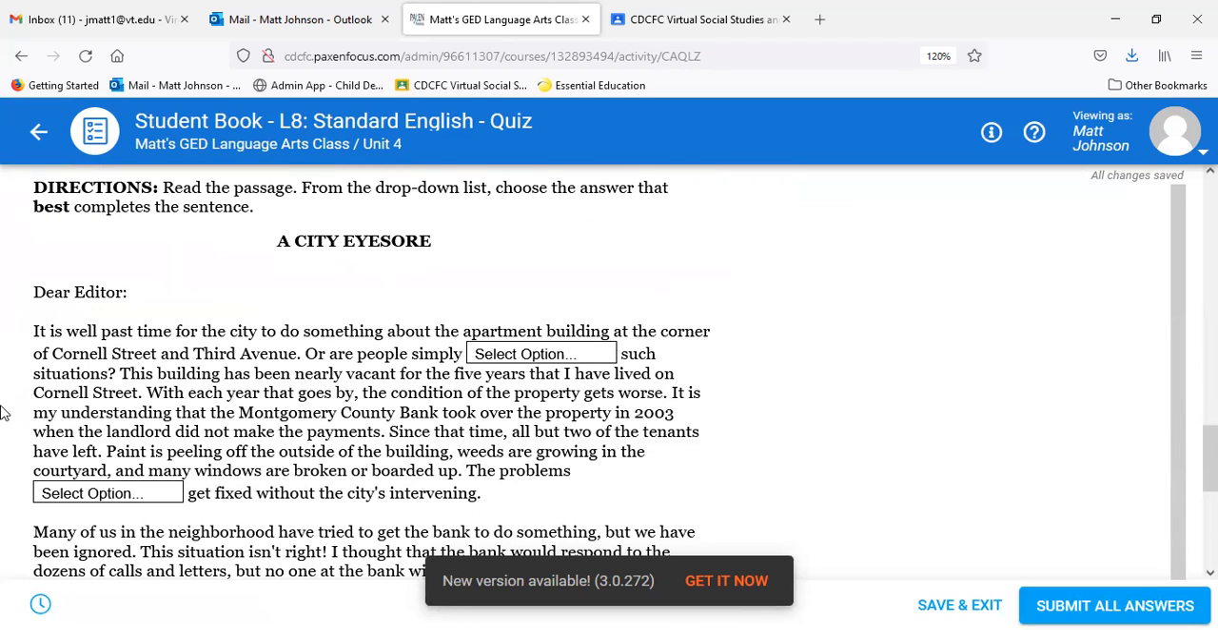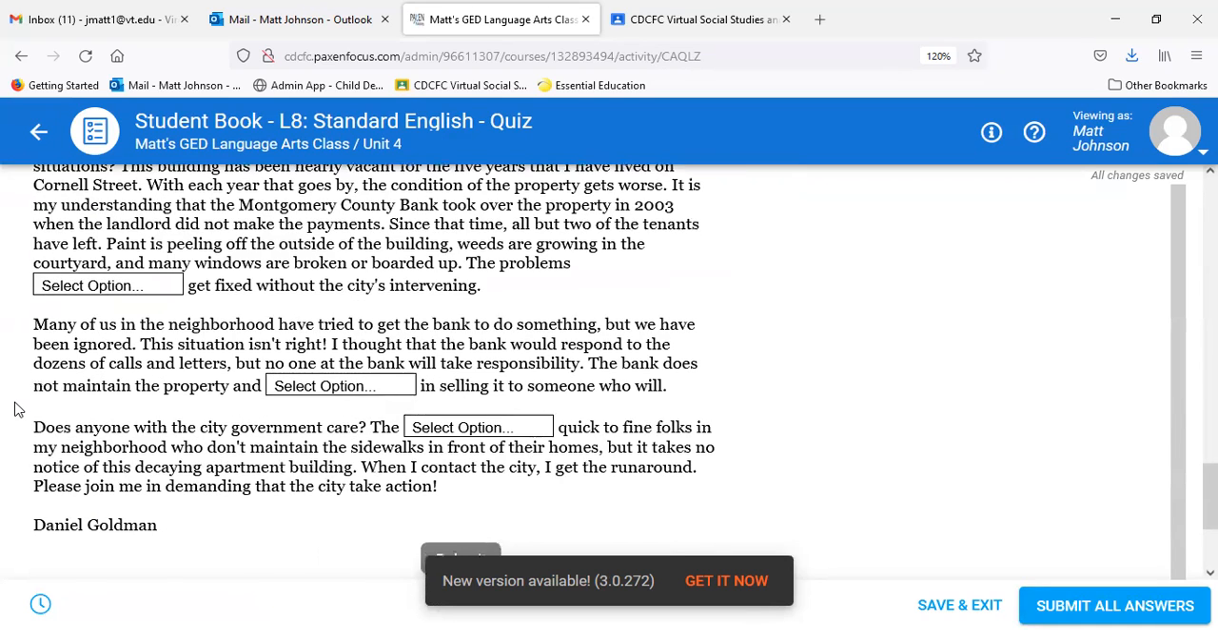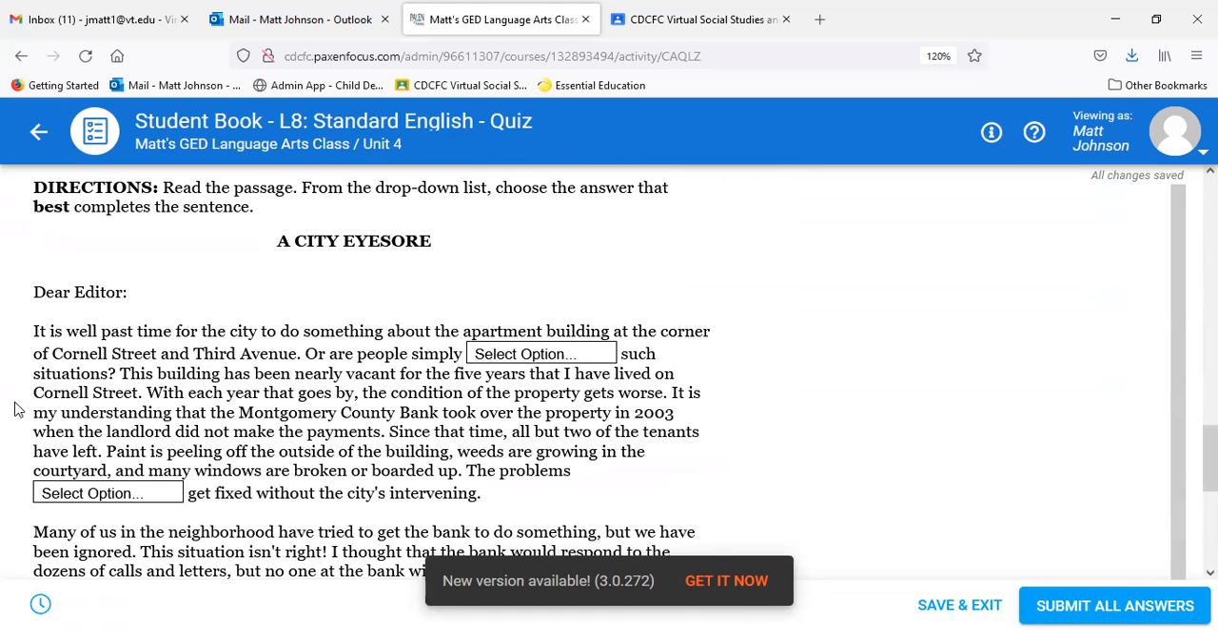Okay, and on to the paragraphs here. A city eyesore, letter to the editor. Dear editor, it is well past time for the city to do something about the apartment building at the corner of Cornell Street and 3rd Avenue. Or are people simply blank such situations?